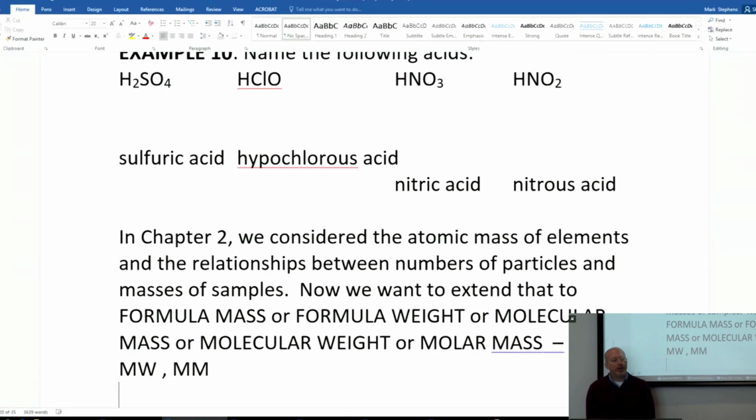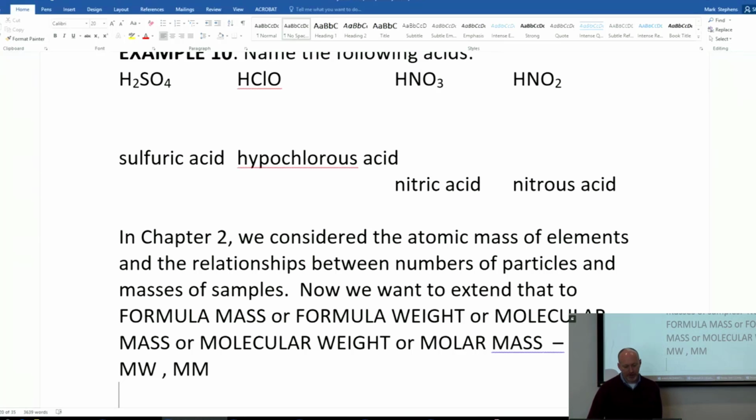And so we're going to develop an idea, and this idea has a bunch of different names and abbreviations, but they all mean exactly the same thing. Formula weight, formula mass, molecular weight, molar mass, they all mean exactly the same thing whenever you see them. Abbreviations FW, MW, MM. In my day, we called it formula weight. We decided along the way that, well, it's really not weight, it's mass. And so now the most common term you're going to see is going to be molar mass. But they all mean exactly the same thing.